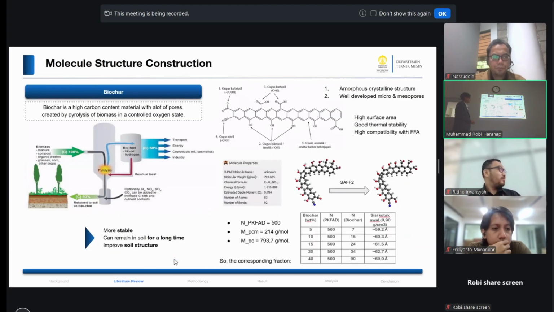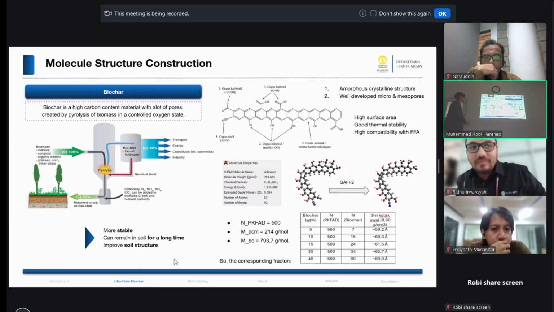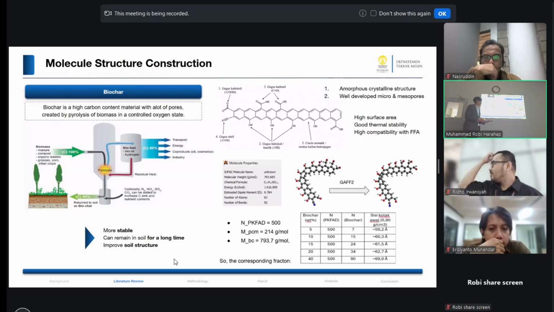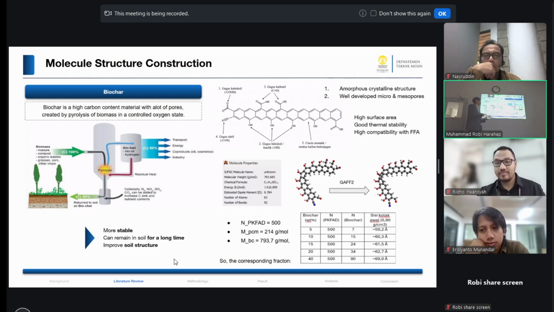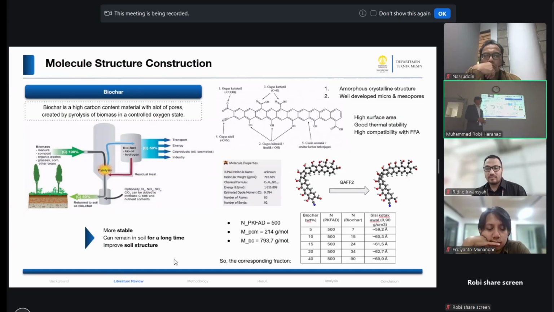Okay, now let's talk about biochar. Biochar is basically a high carbon content material with a lot of pores. If you look here at the graph, biochar is made from biomass, like manure, compost, organic waste. But what we're trying to look more into is empty fruit bunches. So we're going to use that as a 100% source of carbon, which we're going to pyrolyze. Pyrolysis is a method that happens in a reactor, where you control the temperature, increasing it gradually, in a controlled oxygen state. Then you can get biofuel, and you can also get biochar. Biochar is usually put into the soil, and it can make your soil more stable, remain in the soil for a long time, and also improve soil structure.